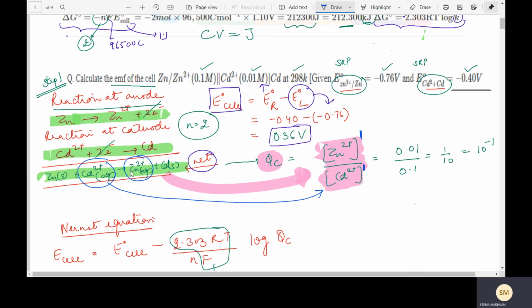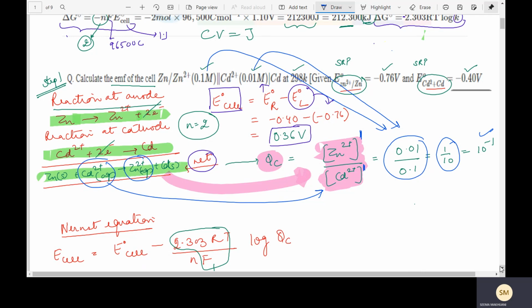If the equation had 2 times zinc 2 positive, you would have to write a power of 2 in it. Now you need to write the concentrations. The concentrations are given in the question. Here they are. Substitute these two values and you get the value of QC to be 1 by 10, which is equal to 10 to the power minus 1.